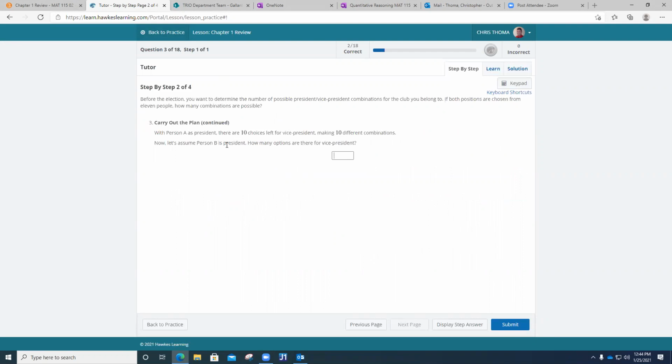All right, so let's assume B. How many are there? So A's back in the mix. So then there's also 10 again. And so there always will continue to be 10. So use this pattern to determine the total number of presidents. So there's 11 total, 10. So I just multiply 11 times 10, which is 110.